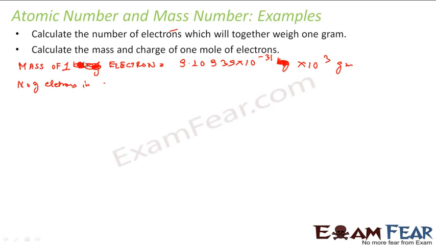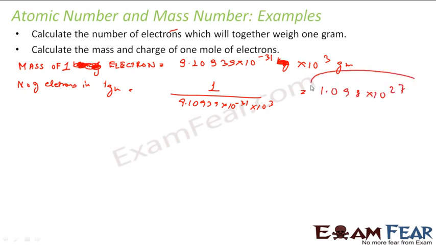So number of electrons in 1 gram will be how much? 1 by whole thing. This becomes 1 by 9.10939 into 10 to the power minus 31 into 10 to the power 3. This will be the number of electrons in 1 gram. And if you solve, this becomes 1.098 into 10 to the power 27. So these many electrons will make 1 gram. Very simple. See, mass of 1 electron is this many grams. So 1 gram will have 1 by this many electrons. Very simple question.